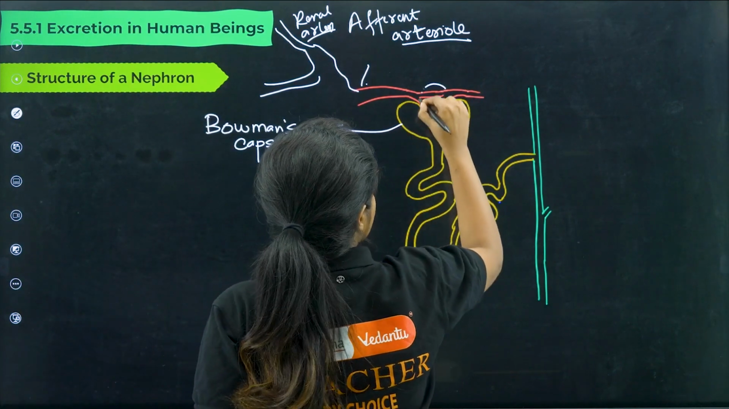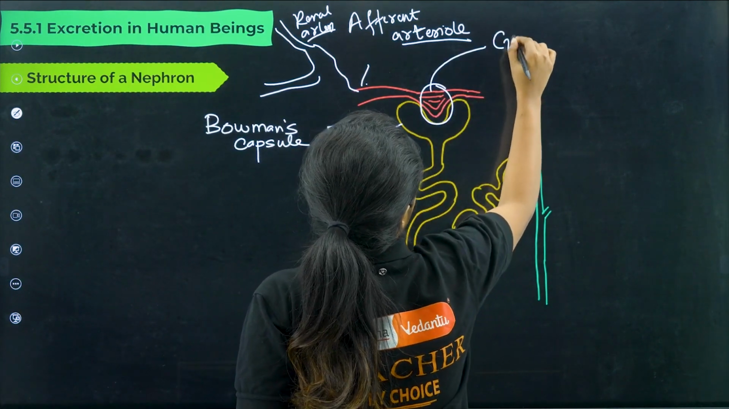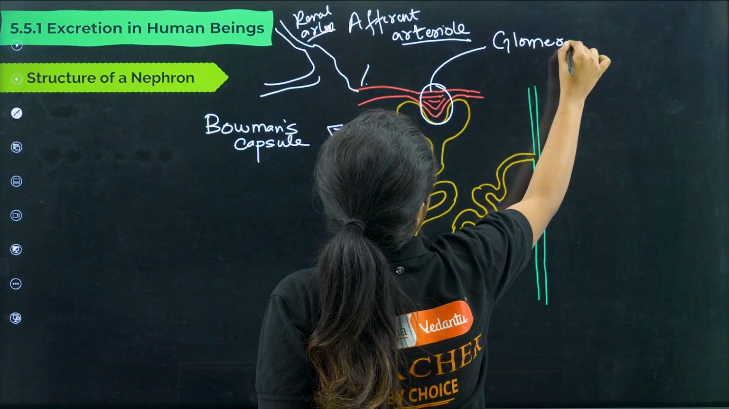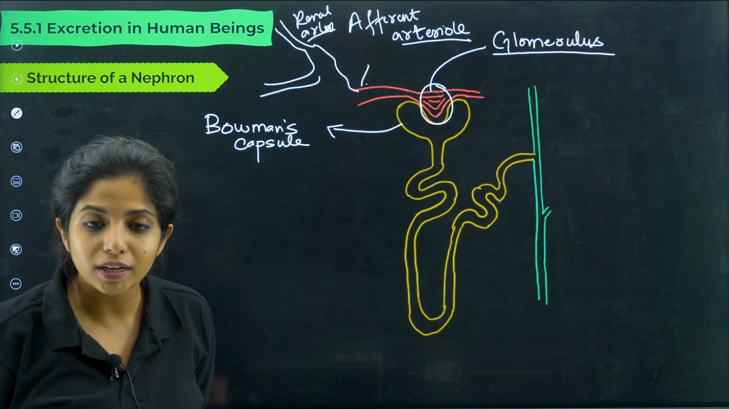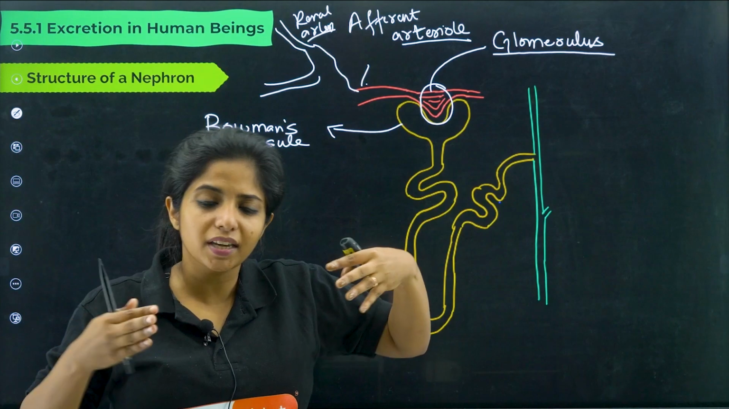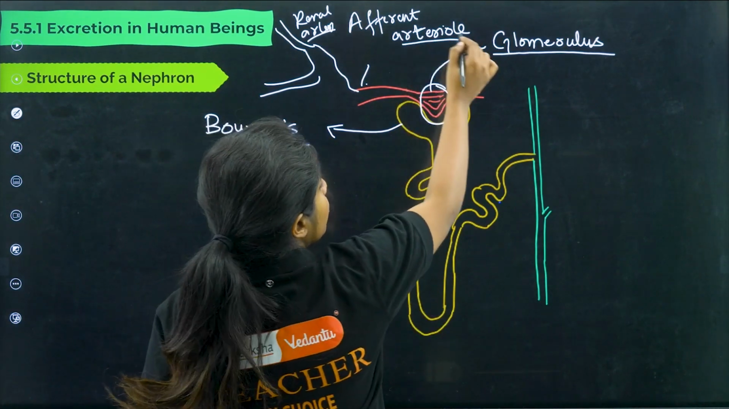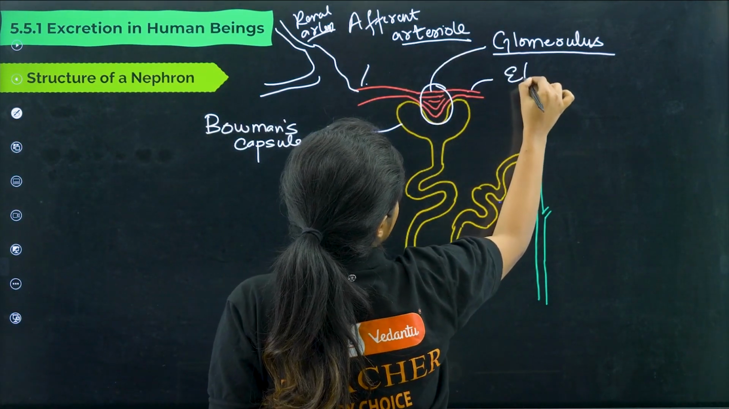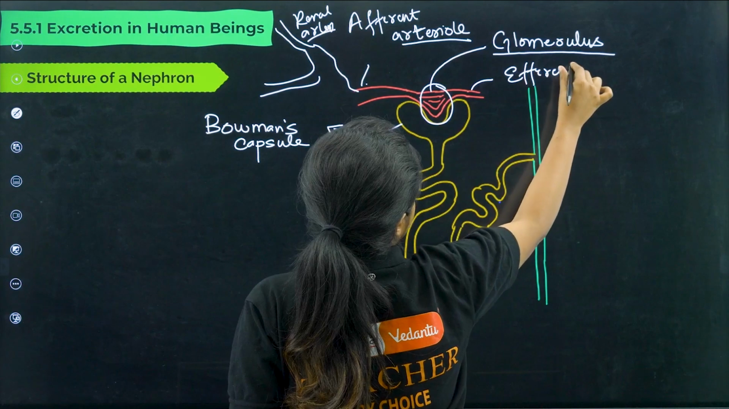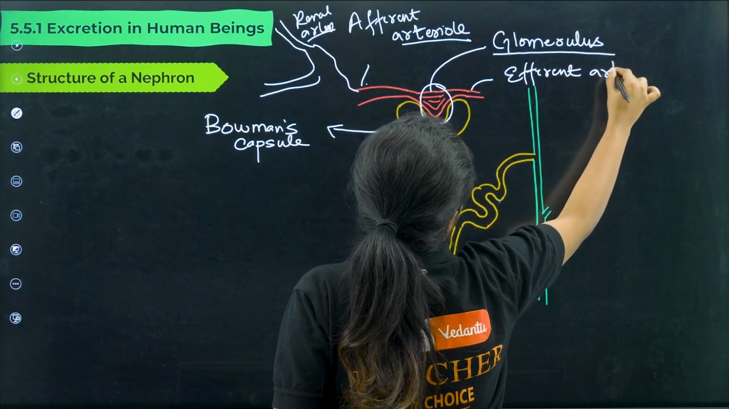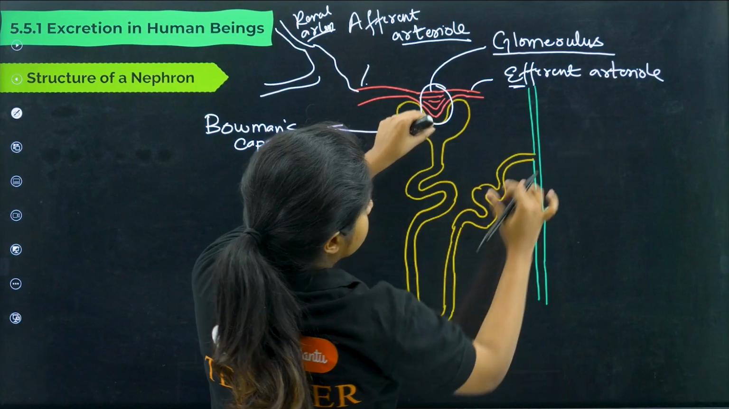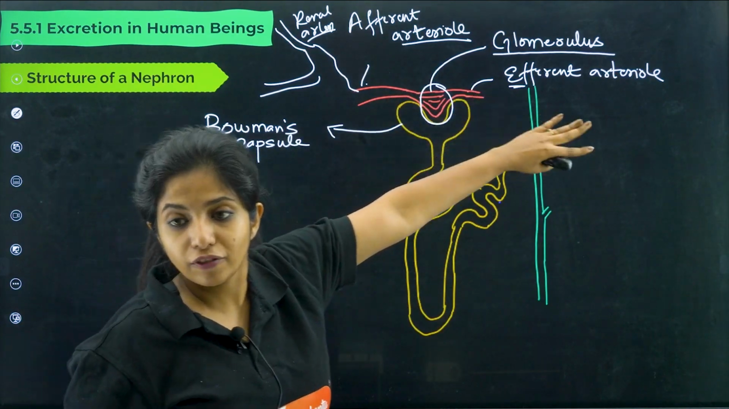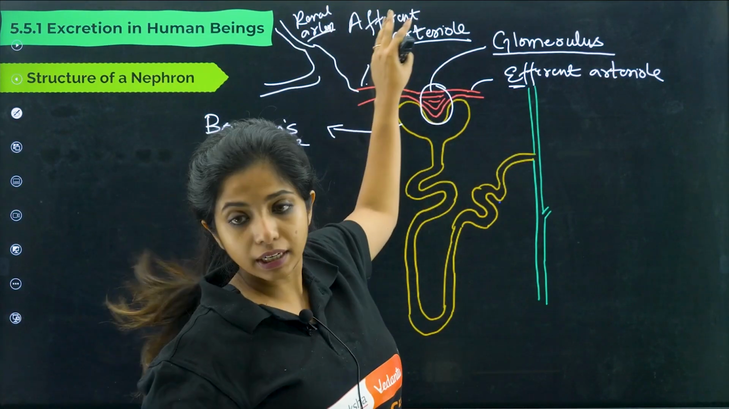and you call this set of capillaries what, children? Glomerulus. What do you call it? Glomerulus. And this glomerulus is the set of capillaries. Again, they will join together back to form an arteriole. This is known as the efferent arteriole. Efferent arteriole. E for exit. So this is basically exiting the Bowman's capsule. This is the efferent arteriole and that one is the afferent arteriole.